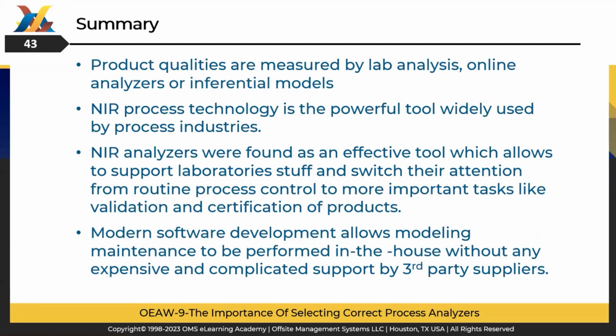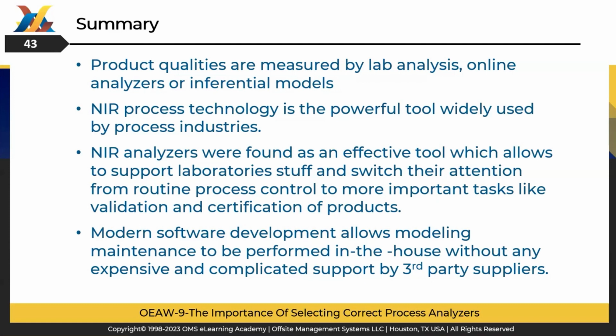To summarize, product quality can be measured by lab analysis, by lab analyzers, online analyzers, or inferential analyzers. In this presentation, we could see different types of analyzers, compared between the correlative and discrete analyzers. We could see NIR process technology, and this technology can be used as a very effective tool for many processes inside of our plant or refinery.